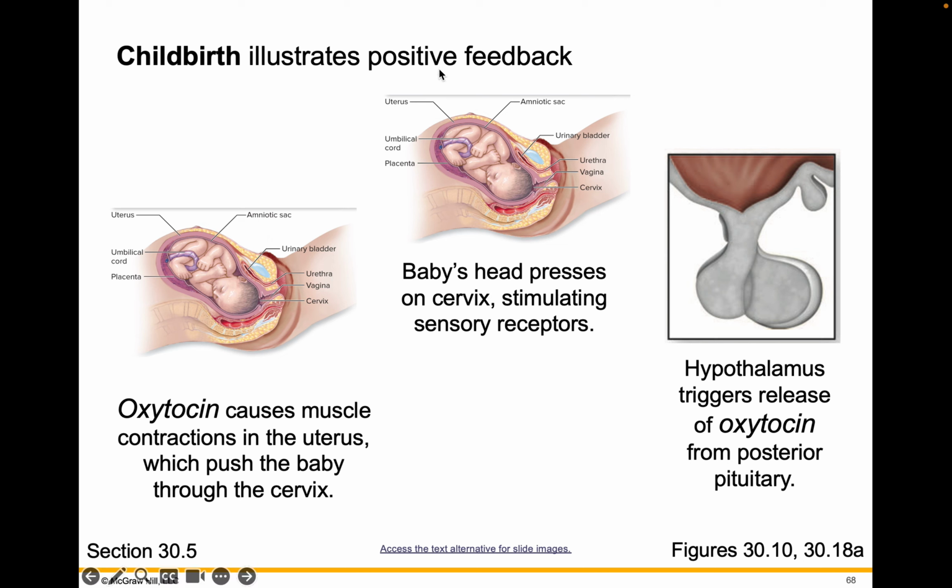Childbirth illustrates positive feedback. So oxytocin is a hormone that causes muscle contractions in the uterus, which pushes the baby through the cervix. Baby's head presses on the cervix, and that stimulates sensory receptors. The hypothalamus triggers the release of more oxytocin from the posterior pituitary. So it's a feedback. The more baby's head presses, the more the hypothalamus produces more oxytocin, and the more oxytocin causes more frequent and stronger uterine contractions, which cause the whole cycle to repeat.